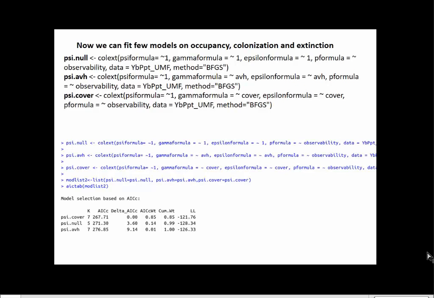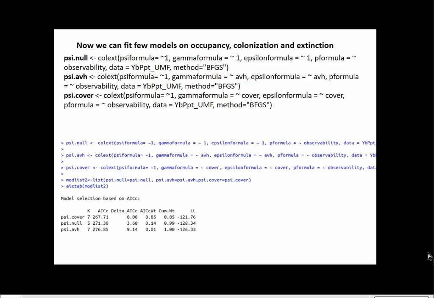Now that we have seen how the observability probability behaves for this particular species, we want to fit a few models. The first one is a null model. This is occupancy, the first one. This is colonisation. This is extinction. And the last one again is detection. Everything is constant other than observability for that first model. The second model, this one is grass height. How does grass height affect our plots to be either colonized or to go extinct? And this is grass cover.